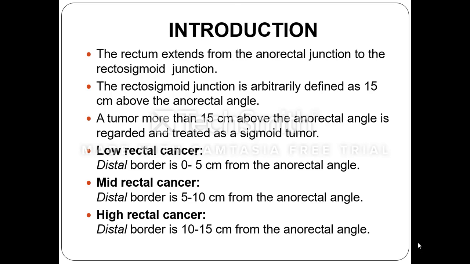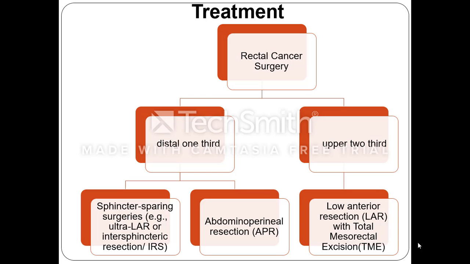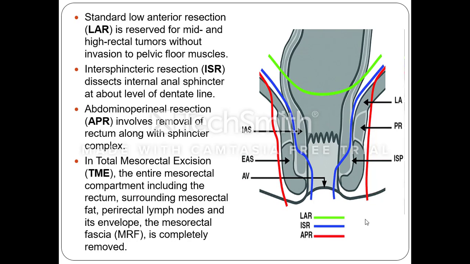This classification is important from the treatment point of view because low rectal carcinomas are usually treated with intersphincteric resections, or if the sphincter complex is completely involved, then an abdominoperineal resection is performed with an end colostomy. Mid and high rectal carcinomas are usually treated with low anterior resection and total mesorectal excision.